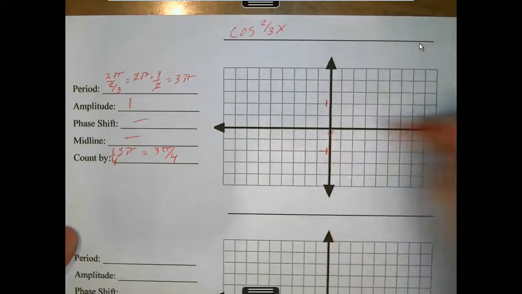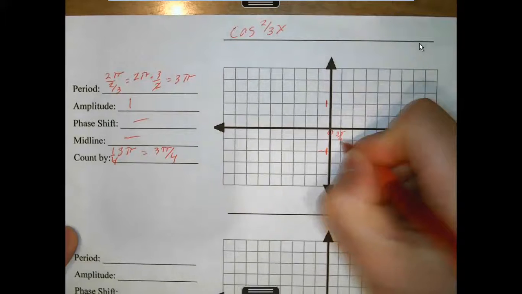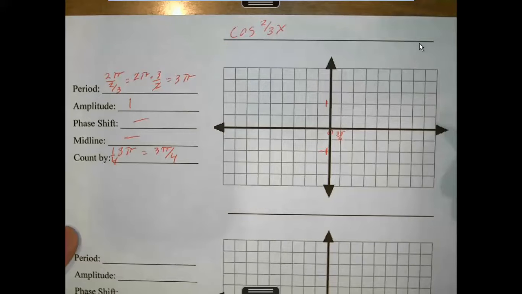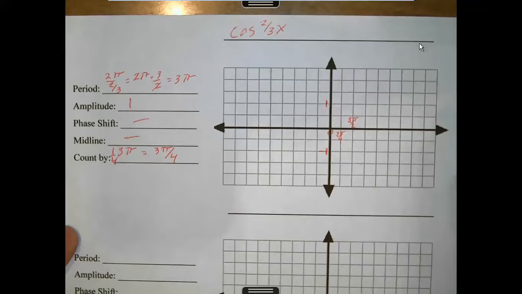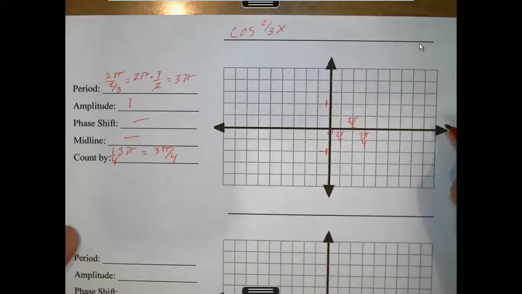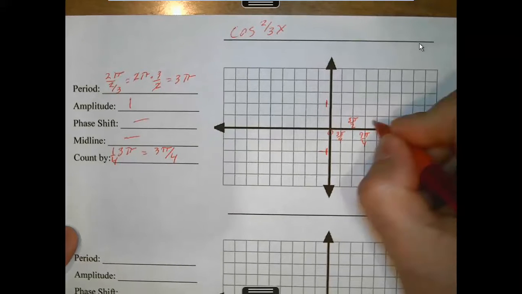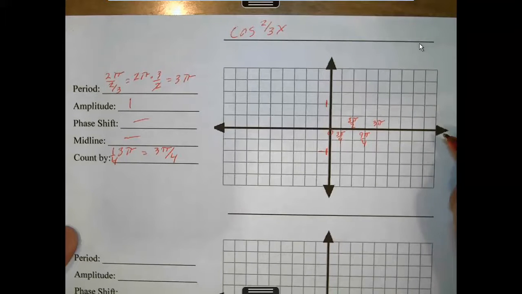Then I count by. There's my origin, so that's 0. I count by 3 pi over 4. That's my first line, 3 pi over 4. Then 3 pi over 4 plus 3 pi over 4 is 6 pi over 4, which reduces to 3 pi over 2. 6 pi over 4 plus 3 pi over 4 is 9 pi over 4. 9 pi over 4 plus 3 pi over 4 is 12 pi over 4, which reduces to 3 pi. 12 pi over 4 plus 3 pi over 4 is 15 pi over 4.